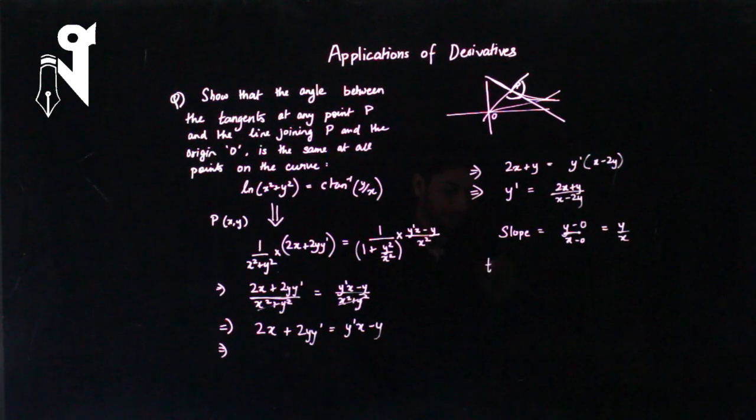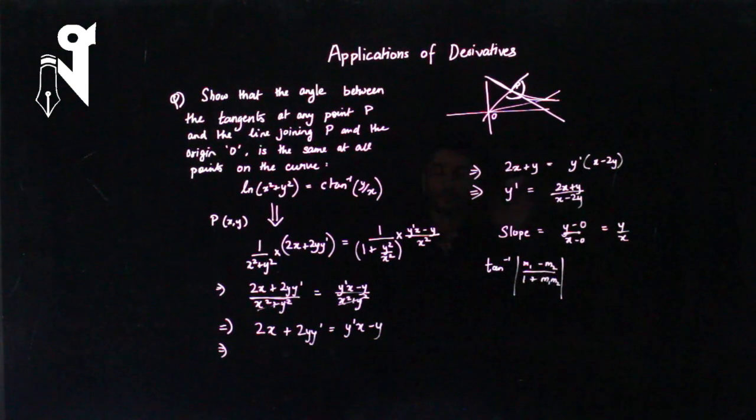That angle is given by tan inverse mod of (m1 minus m2) by (1 plus m1 m2). That's the formula for the angle between two lines, where m1 and m2 are the slopes of the lines.